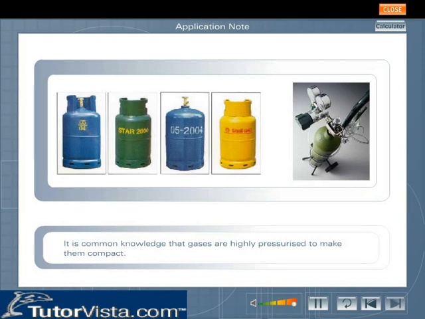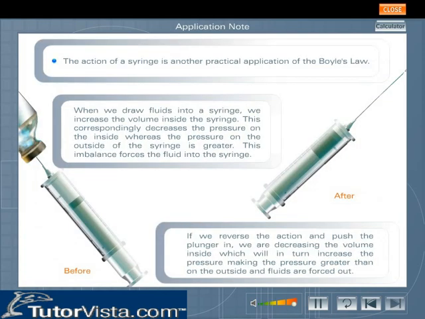Application. It is common knowledge that gases are highly pressurized to make them compact. The action of a syringe is another practical application of the Boyle's law. When we draw fluids into a syringe, we increase the volume inside the syringe. This correspondingly decreases the pressure on the inside, whereas the pressure on the outside of the syringe is greater. This imbalance forces the fluid into the syringe. If we reverse the action and push the plunger in, we are decreasing the volume inside, which will in turn increase the pressure, making the pressure greater than on the outside, and fluids are forced out.